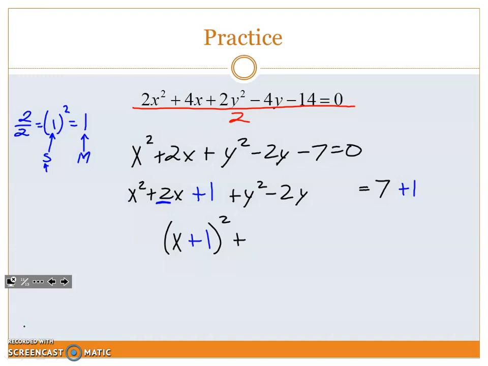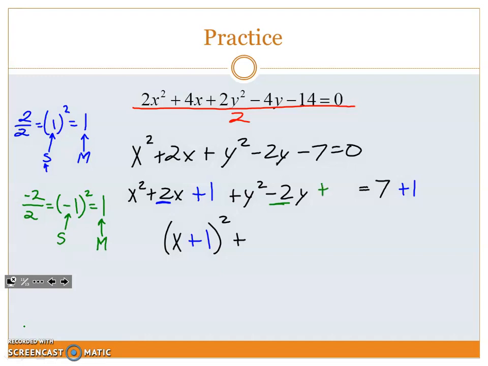Okay, now let's do our y's. Y squared minus 2y. So I'm going to take a negative 2 divided by 2. Gives me negative 1. Square it. Gives me a positive 1. Positive 1 is my magic number. Negative 1 is my secret number.